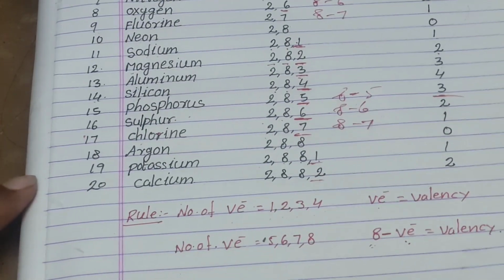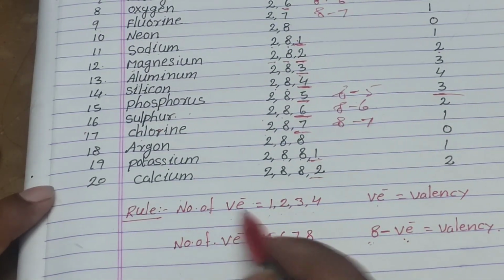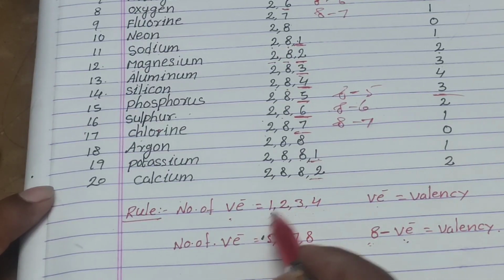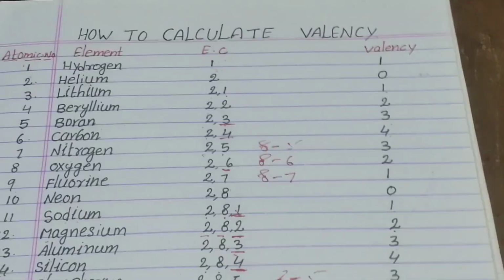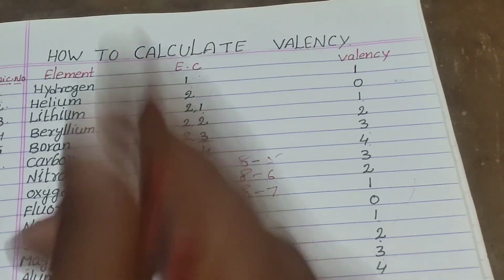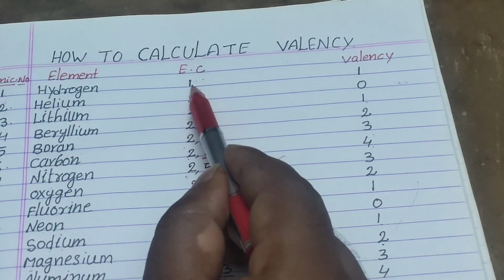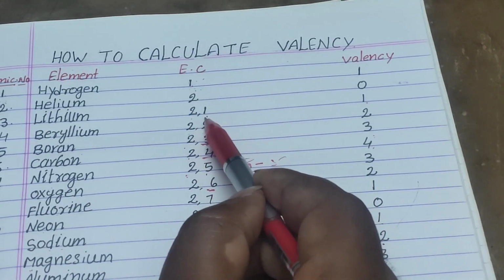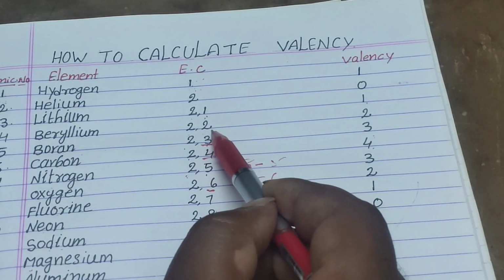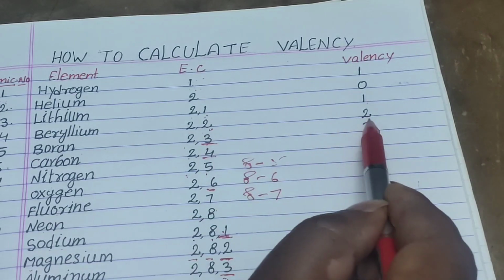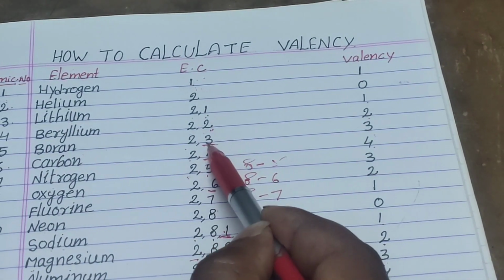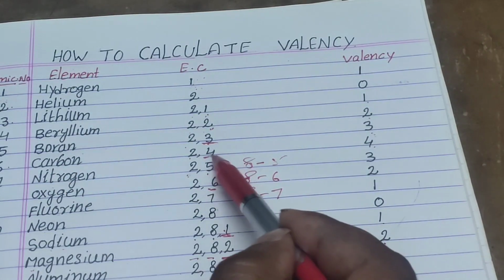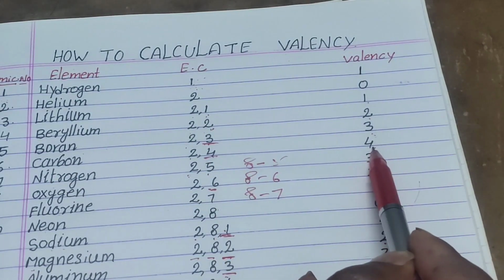So we have explained the simple trick once again. If the number of valency electrons is 1, 2, 3, or 4, the valency electrons are equal to the valency. Looking here, the valency electrons in hydrogen is only 1, in lithium it is 1, and beryllium has 2 valence electrons, so the valence is also 2. Boron has 3 valence electrons, so the valence is 3. Along with that, carbon has 4 valence electrons and the valence is 4.